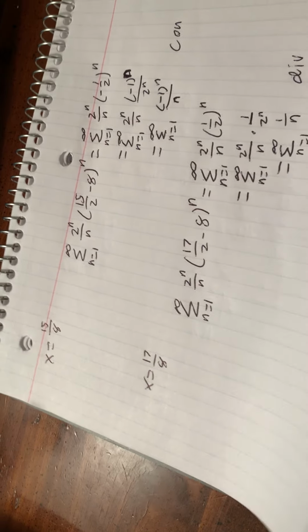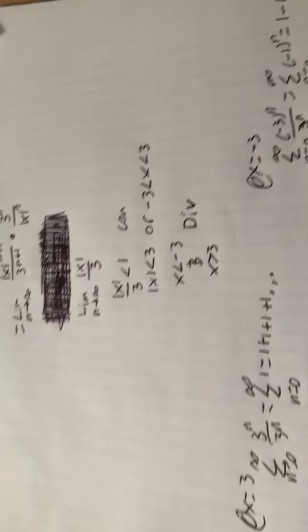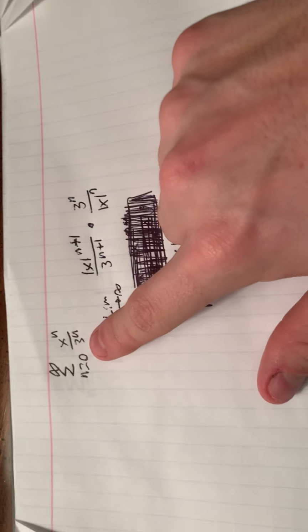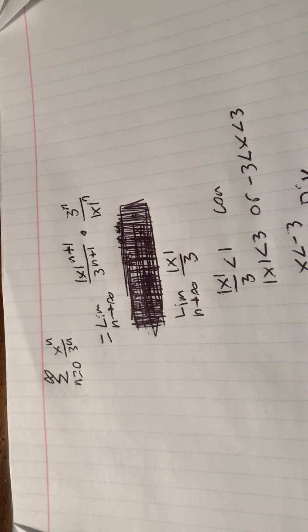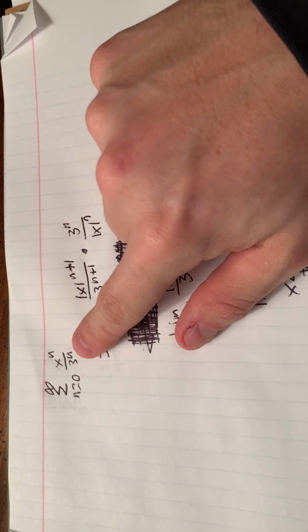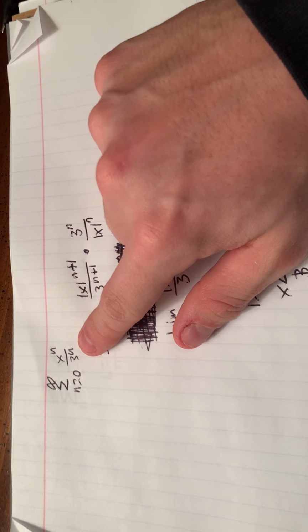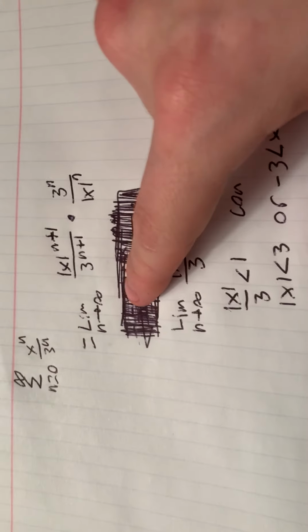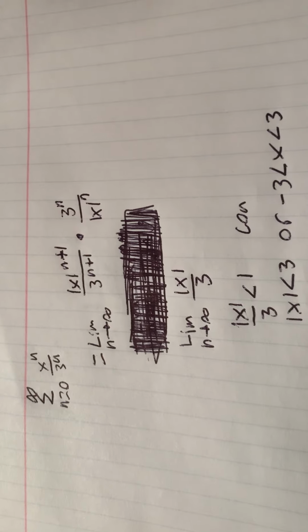And finally, we jump into the last problem here. Summation of n equals 0, and you have x to the n over 3 to the n. Now, this problem might seem a little bit easier, which it kind of is, but it's interesting because it's just the values that you get.